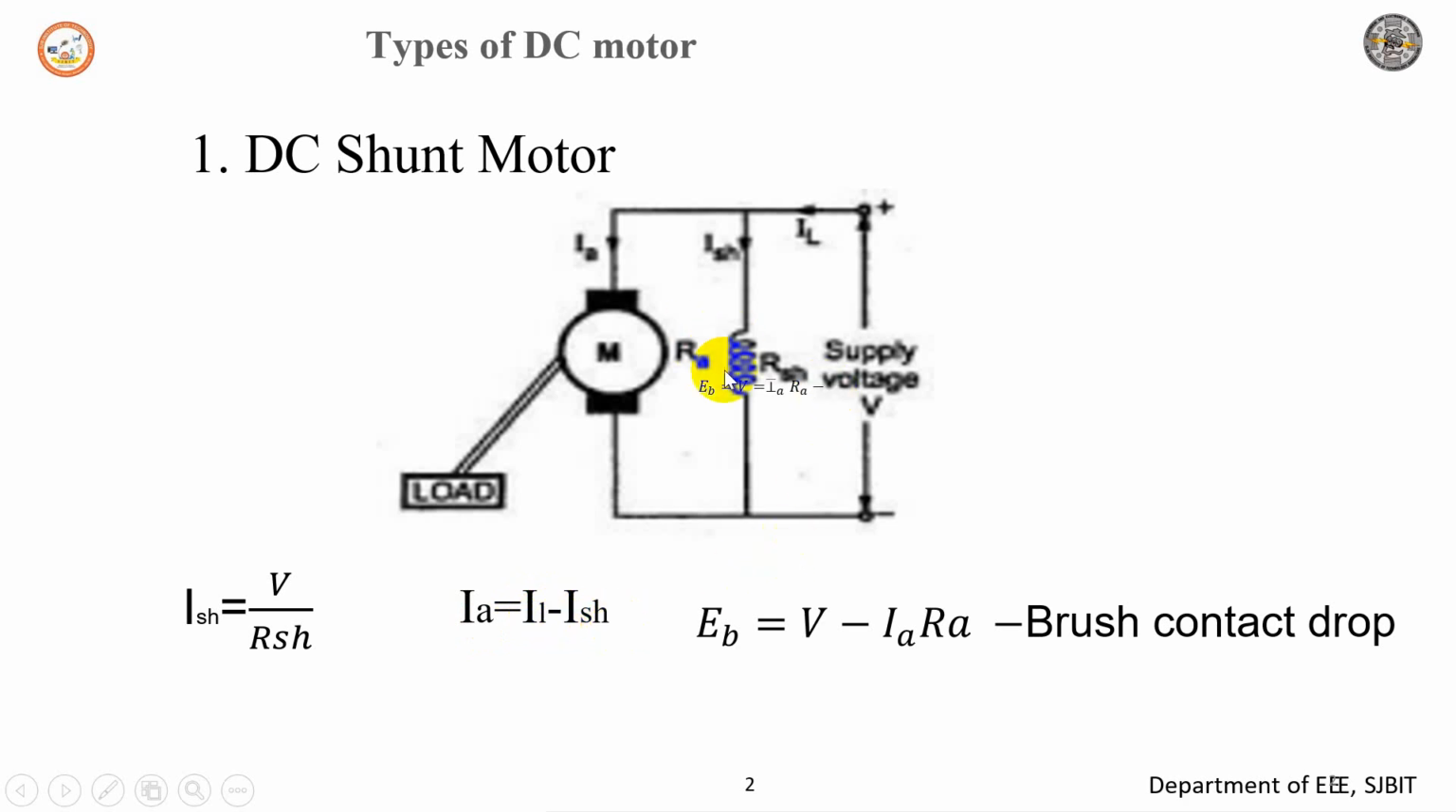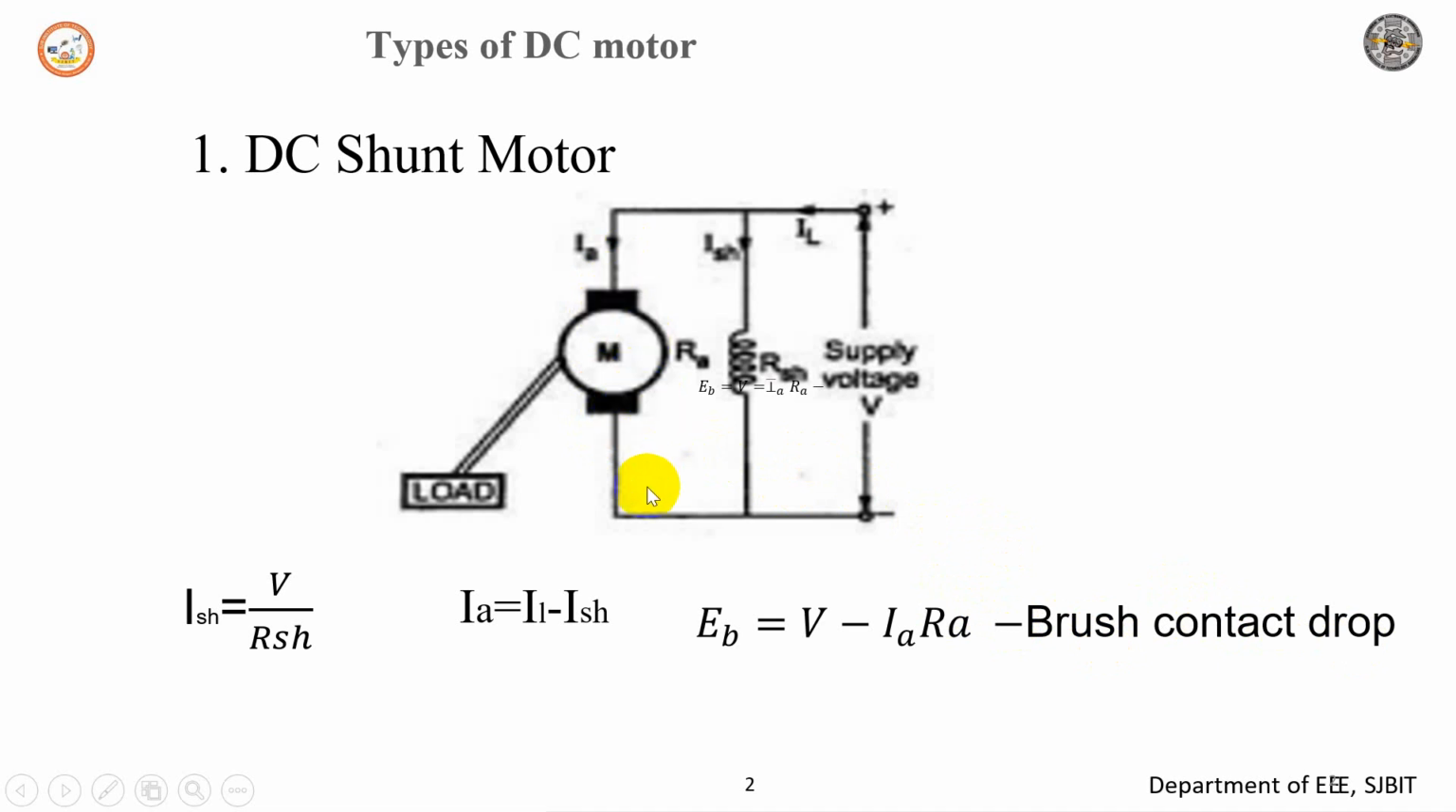Now, applying KVL to this loop, that is the armature and the shunt, just as we apply it to a normal DC circuit, we get EB equal to V minus Ia RA minus the brush contact drop. These are the two brushes associated with the two sides of the armature terminal, where the brush contact drop denotes the drop with respect to both the brushes.